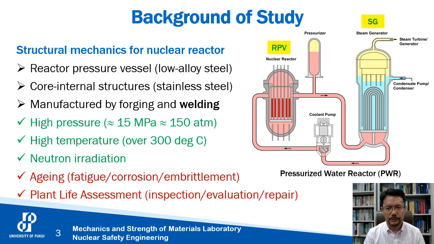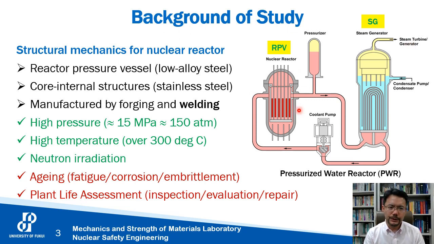This is the background of the study. This figure shows the pressurized water reactor, PWR. This is a reactor pressure vessel, and this is a steam generator. And the nuclear fuel is here and generates a lot of heat. The primary water receives its heat and goes to the steam generator, and the heat is transferred to the secondary water. And the secondary water is boiling here, and its steam goes to the steam turbine and generates electricity.